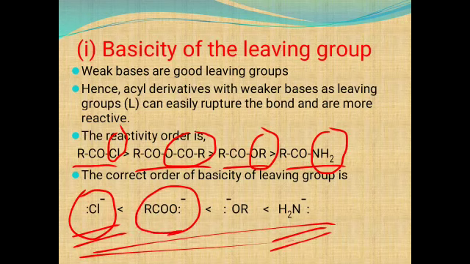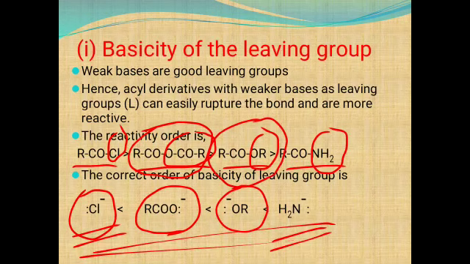That RCOO is present in acid anhydride. Here is the acid anhydride. It contains the RCOO group, so that is the next reactive among the functional derivatives of carboxylic acid. After RCOO minus, we have OR, that is RO, the alkoxy group. That alkoxy group is found in RCOOR, so it comes under the third most reactive functional derivative of carboxylic acid.